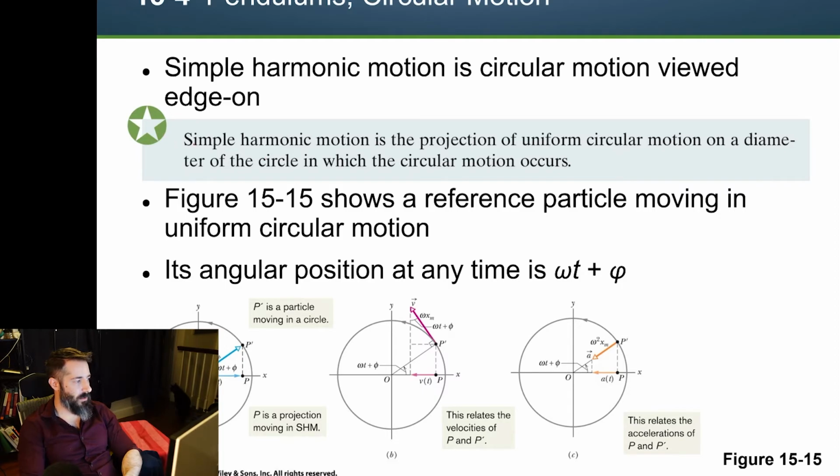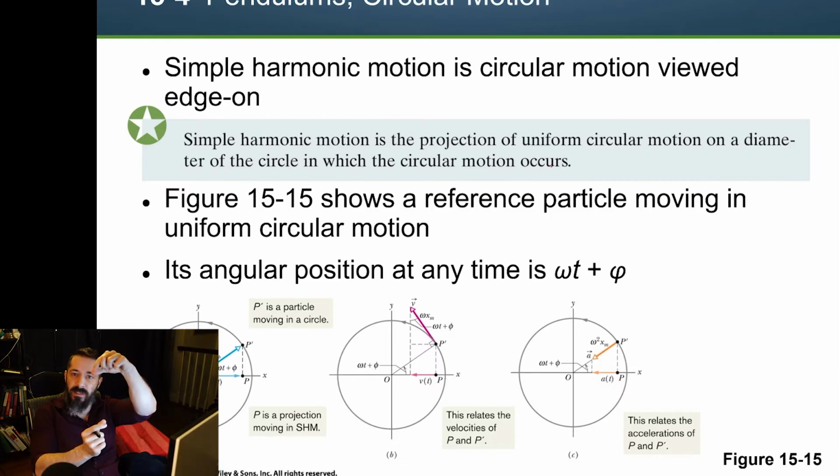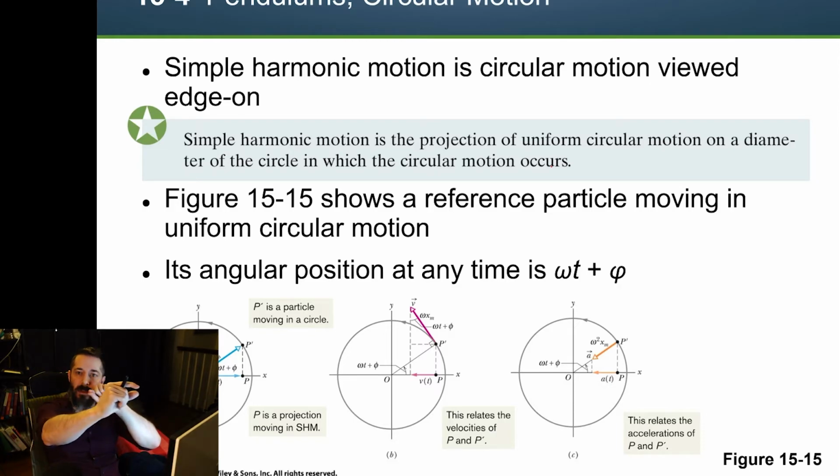Let me see. So again, one of the starred things, always important. Simple harmonic motion is the projection of a uniform circular motion on a diameter of the circle in which the circular motion occurs. So if you take sort of just a two-dimensional pendulum and you swing it back and forth, it looks like this. So then if we take it from the top and the bottom, and then you rotate it like this, now it's just moving like this in a straight line, right?